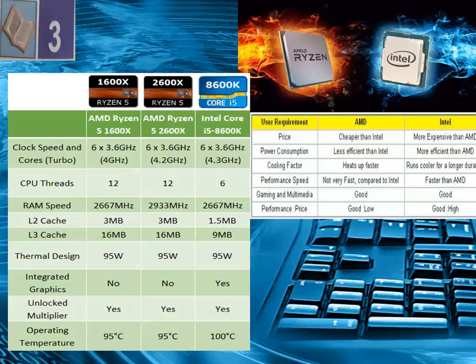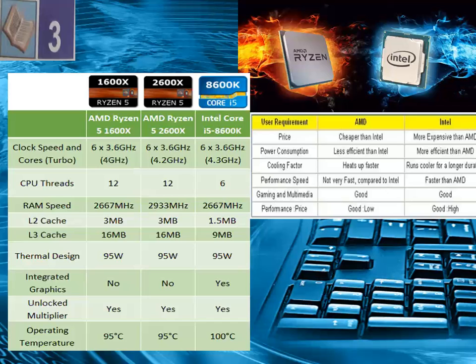Price: AMD is cheaper than Intel, and Intel is more expensive than AMD. Power consumption: AMD is less efficient than Intel, and Intel is more efficient than AMD. Cooling factor: AMD heats up faster and Intel runs cooler for a longer duration. Performance speed: AMD is not very fast compared to Intel, and Intel is faster than AMD. Gaming and multimedia: AMD is good, and Intel is also good. So both are suitable for gaming and multimedia.